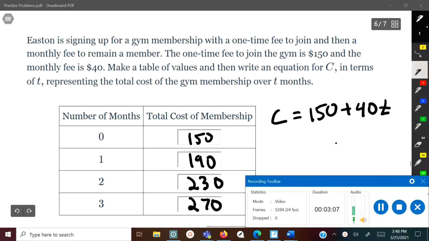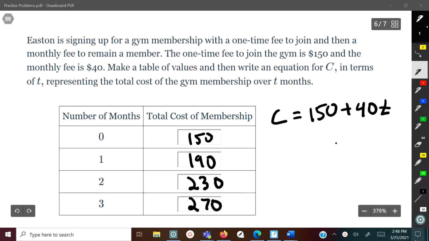Okay, so on this one, this should be what you get. You should get 150, 190, 230, and 270. And your function should be the cost. The cost is going to be equal to $150, the initial price to get to the gym, plus the $40 that you paid times the number of months you've been at the gym. So that's your total cost. Alright, let's take a look at another example.